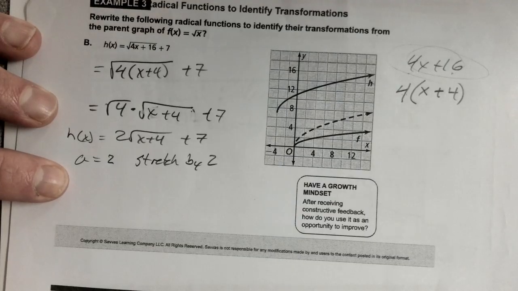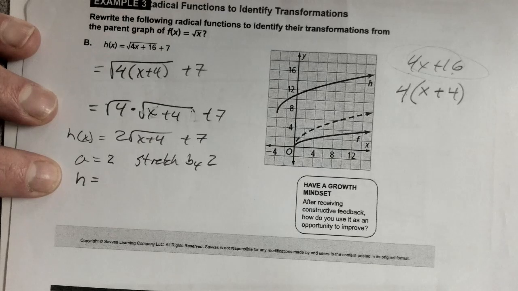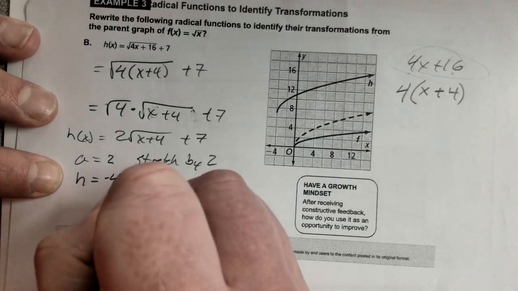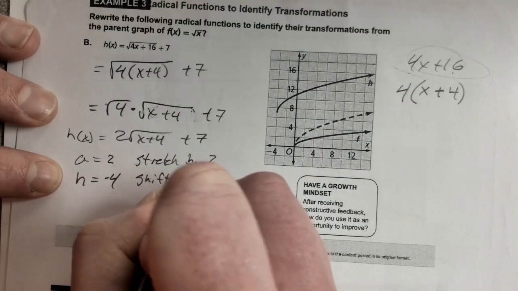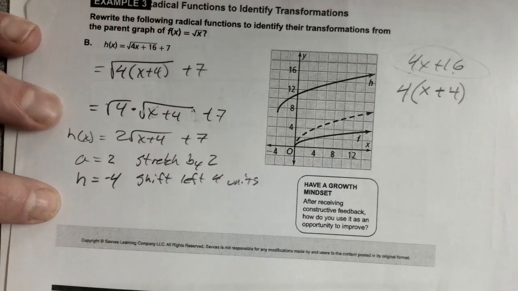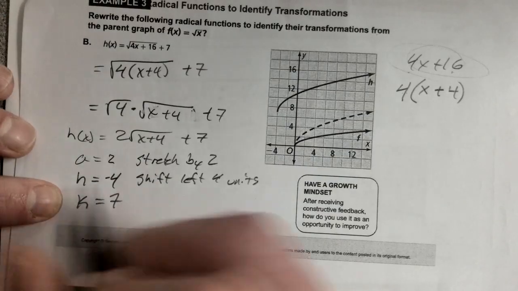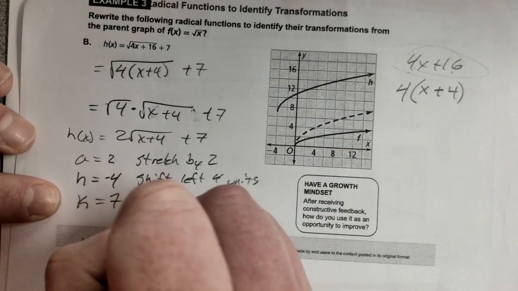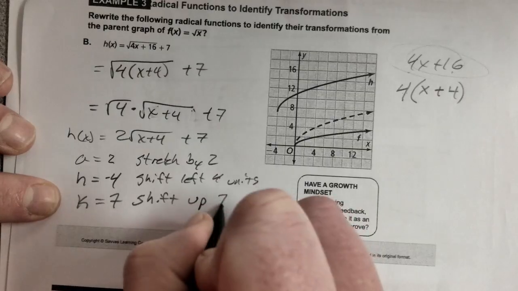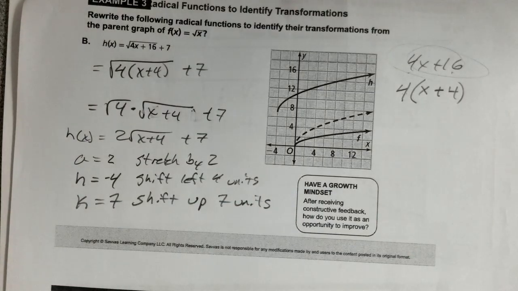Really good. What's the value of h? Good job. And what is that going to do to the graph? Left 4 units. Jasper, what's the value of k here? 7. You got that right. And what does that do to the graph? Everything up 7. Yeah, so we're going to shift up 7 units. Really good job.